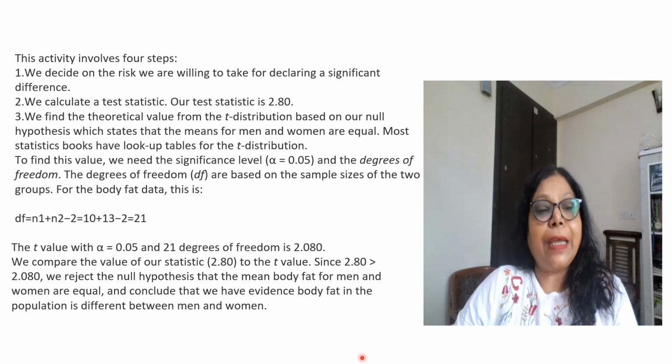So the t value with alpha 0.05 and degrees of freedom 21 is 2.08. We compare the value of our statistic to the t value. Now, 2.8 is greater than 2.08, so we reject the null hypothesis. That means we have evidence that body fat in the population is different between men and women.